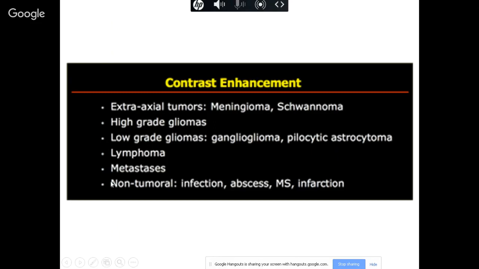Am I right? Metastasis, they must enhance. Otherwise, we never diagnose it, because they break down the blood-brain barrier. That's why they're localized at the gray-white matter junction. That's the area where the pressure of the blood vessels changes. That's why you see the vasogenic edema there. Non-tumor: infection, abscess, MS, they also enhance, am I right?